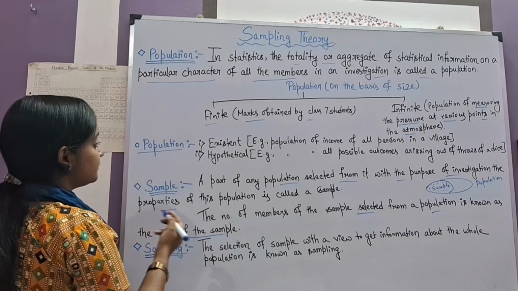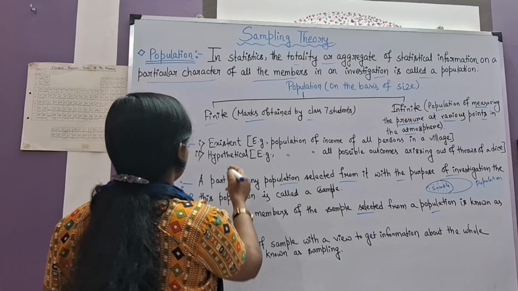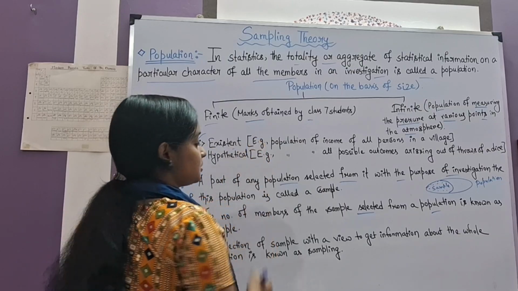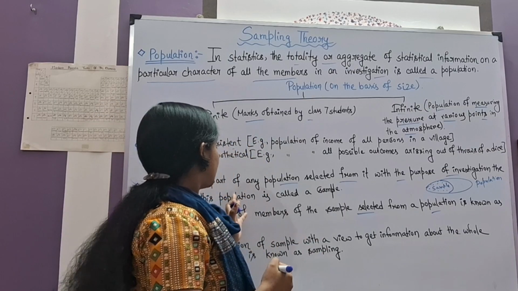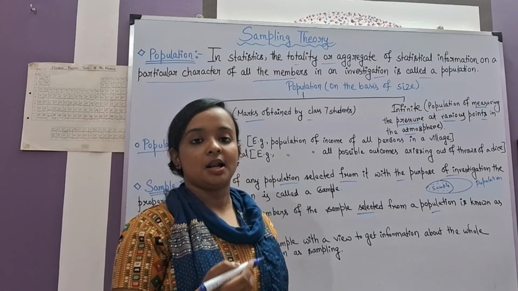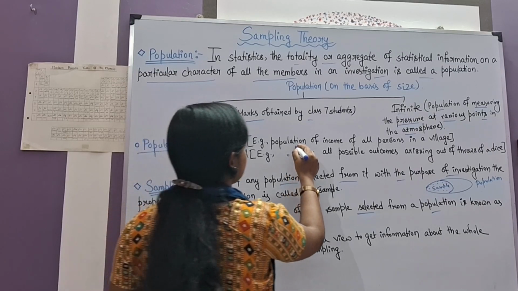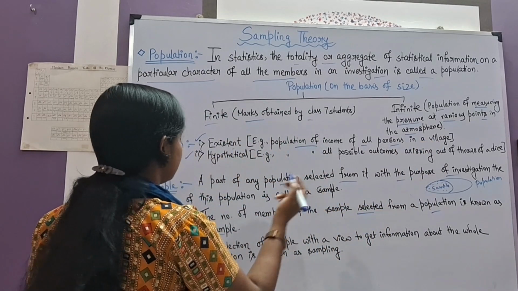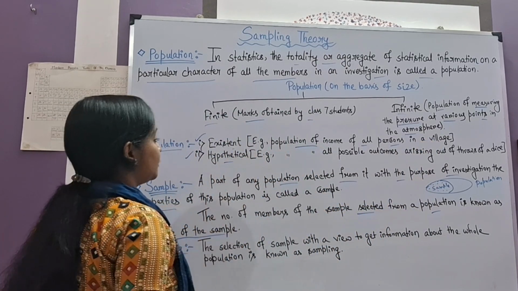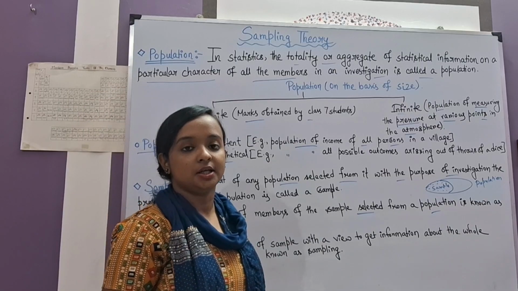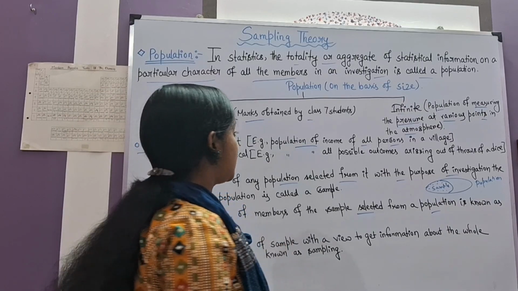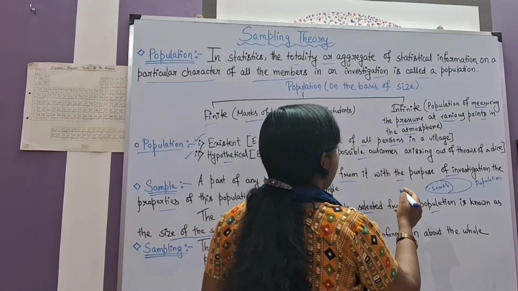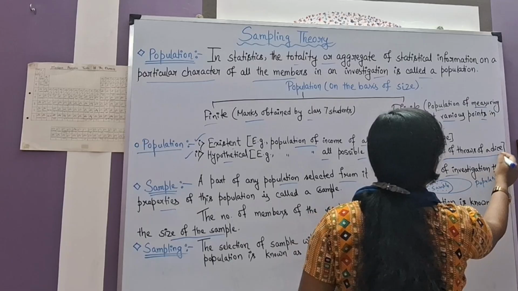Again, population is divided into two types. One is existent, another one is hypothetical. Existent means that one kind of population that exists in real life, for example, population of income of all persons in a village. And another one is hypothetical, that means which one is imaginary, that does not exist in real life, for example, population of all possible outcomes arising out of throws of a die.